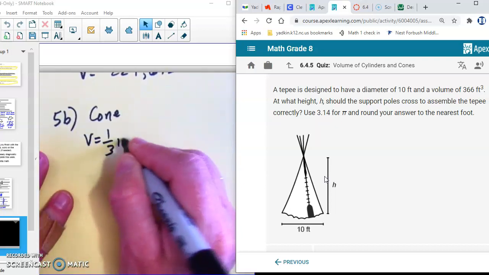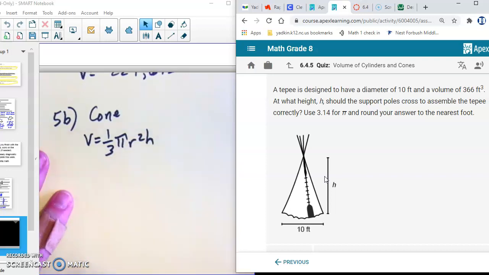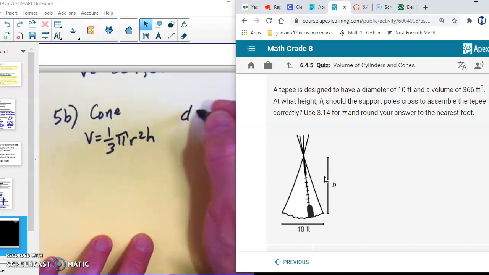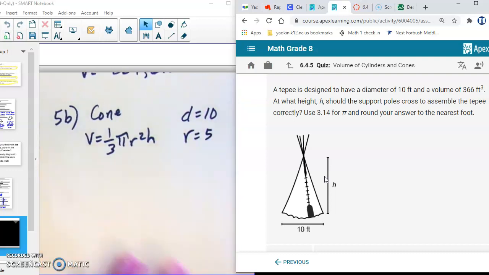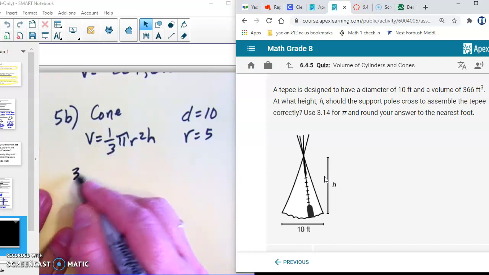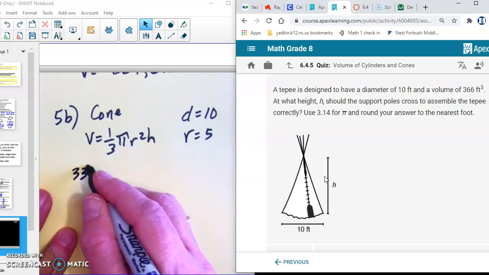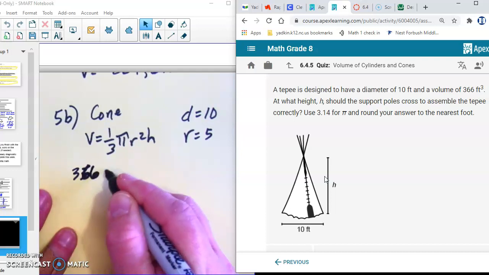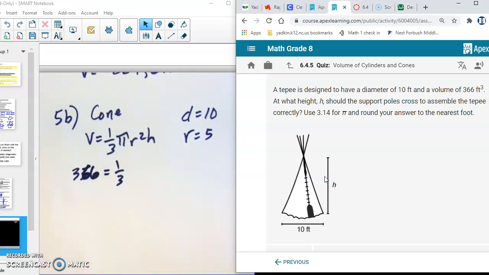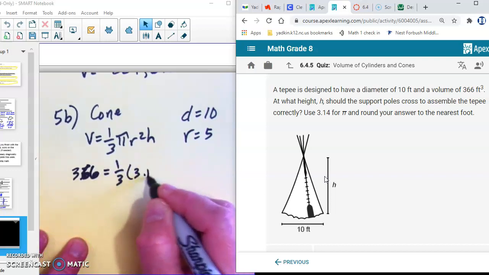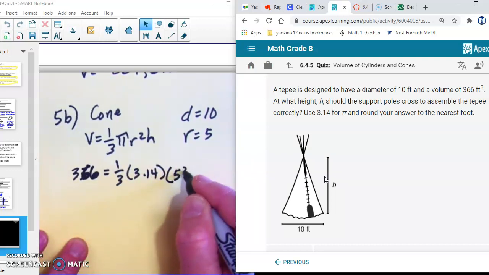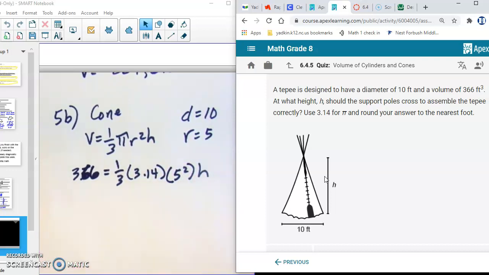Let's write the volume formula for a cone. Volume is equal to 1/3 pi r squared h. Okay. A diameter, I'm looking at the very top line again, a diameter of 10, so that means your radius is 5. Has a volume of 366. Let's fill that in for volume. The volume is 366, not 336. 366. Do they tell us to use 3.14 for pi? Yes, they do. Times r squared, so that's 5 squared, and we are asked to find h. So let's do that.